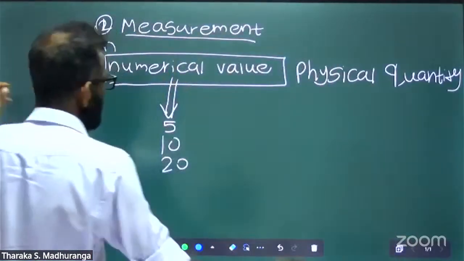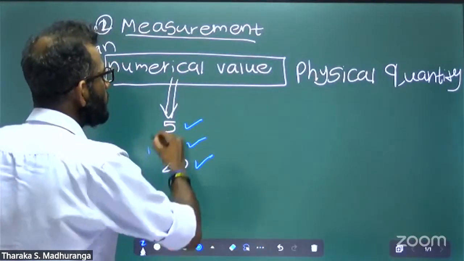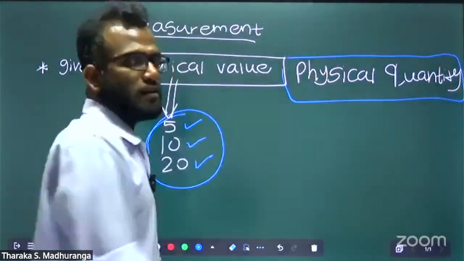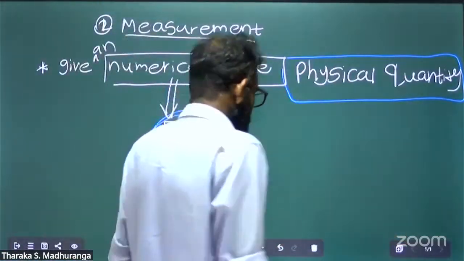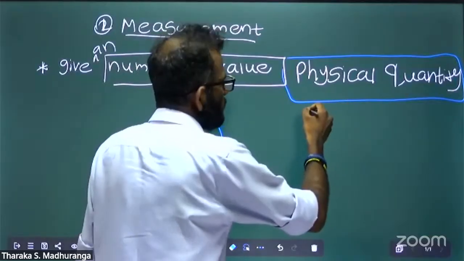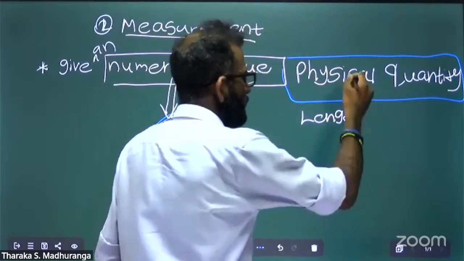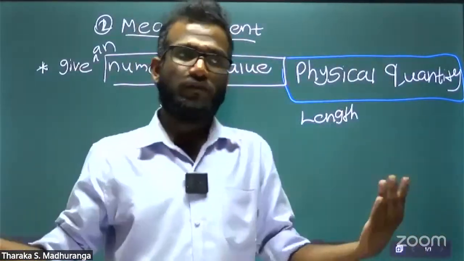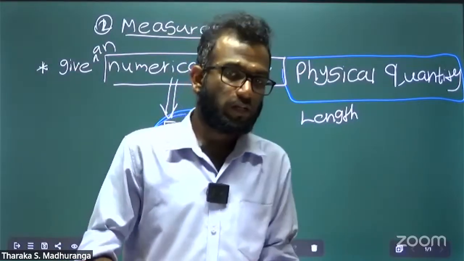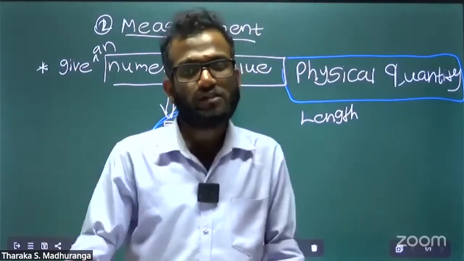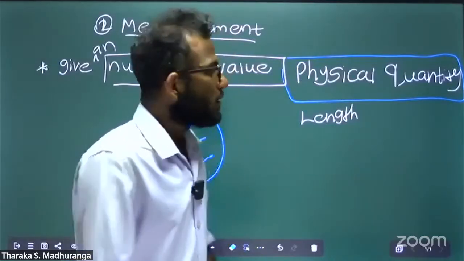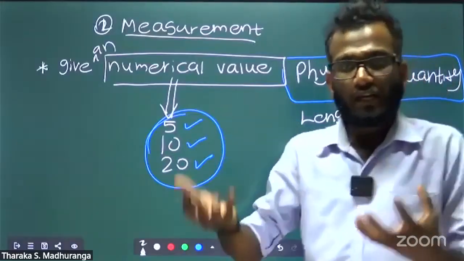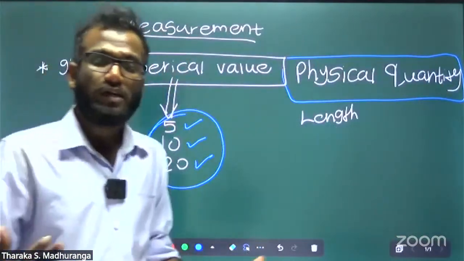Then 5 and 10 are the numerical values. Then again we have a problem. What is the meaning of physical quantity? I will give you some examples. If we consider length, length is a physical quantity. Mass is a physical quantity. Velocity is a physical quantity. Acceleration is a physical quantity. There are so many physical quantities in physics. We discuss different types of physical quantities. Giving a numerical value for any physical quantity is called a measurement.